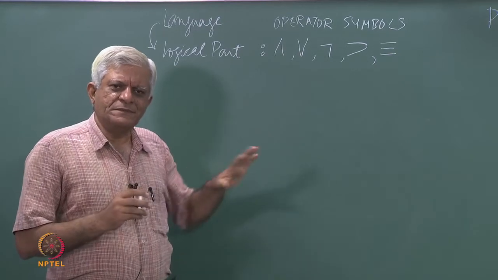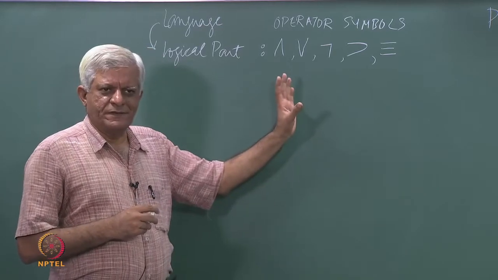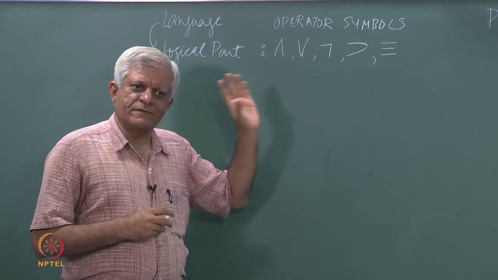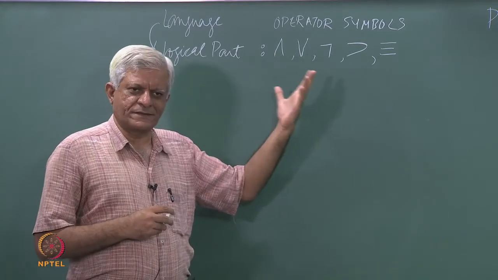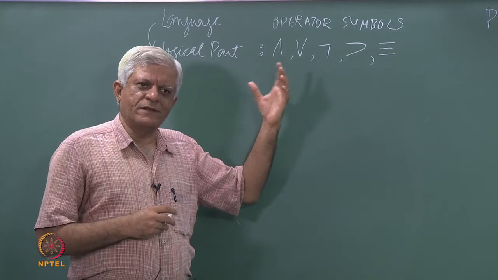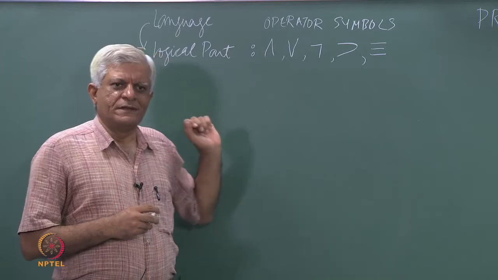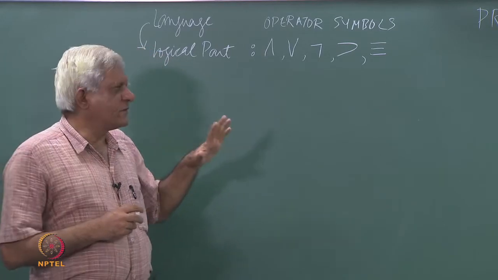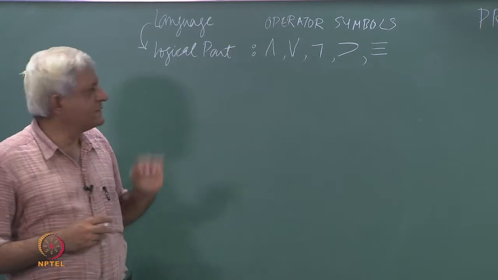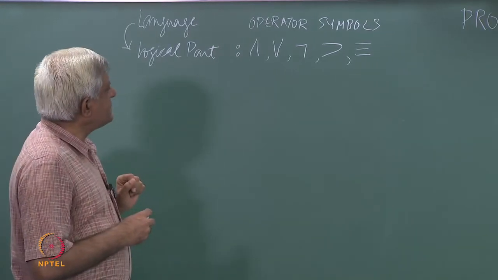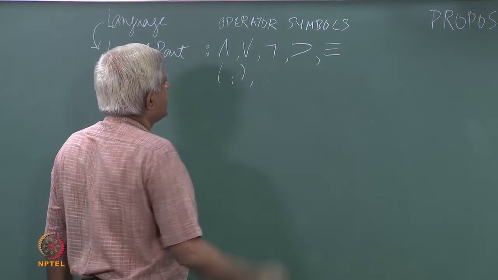So, at the syntactic level, we will just treat them as symbols, but when we talk about the semantics of sentences, then we will revert to the idea which comes from the truth table. For the moment we are focusing only on the syntax part, so just think of them only as symbols. Then there are other things like brackets that we can use.